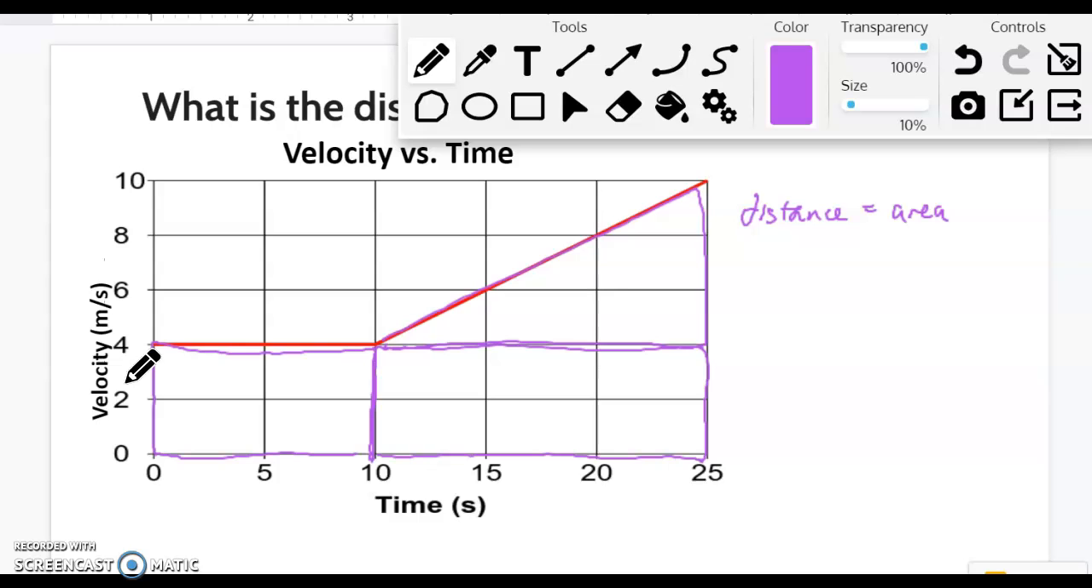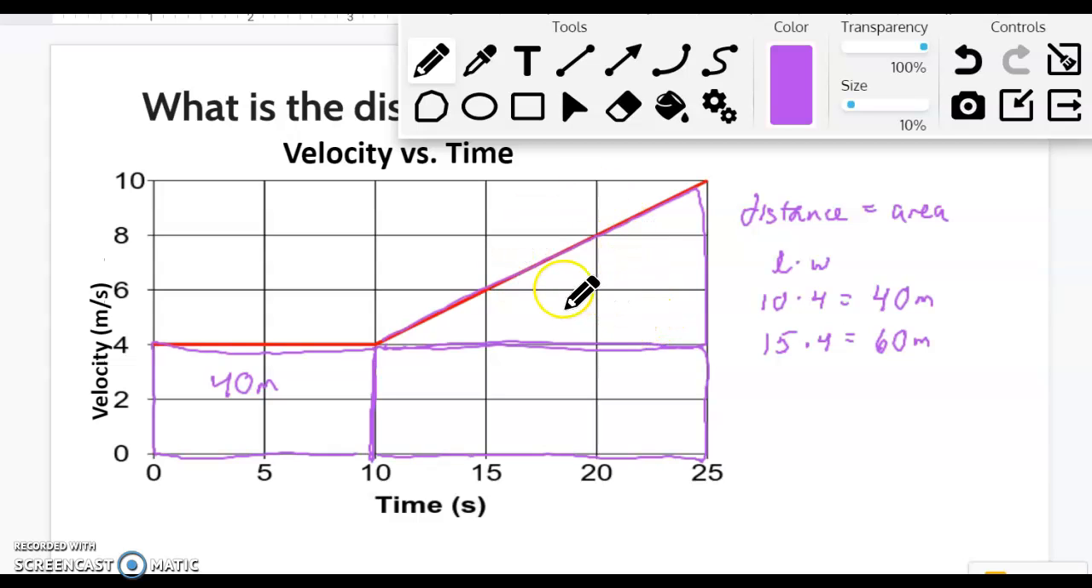So each area is length times width. So for the first section, the length would go from 0 to 10, it's 10. Times the width goes from 0 to 4, it's 4. Multiply those together, and it's 40 meters for this first section. The second section goes from 10 to 25. The length is 15, not 25. It goes from 10 to 25, so it's 15. Times the width, it goes up to 4. So we get 60 meters, that one.